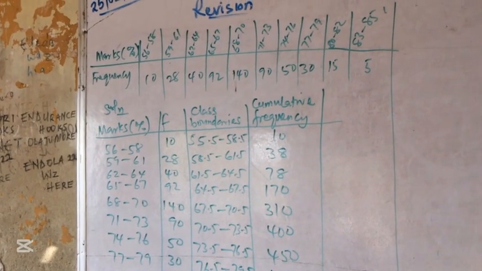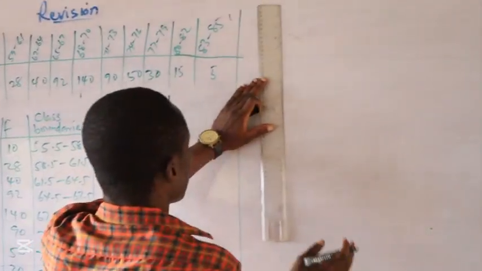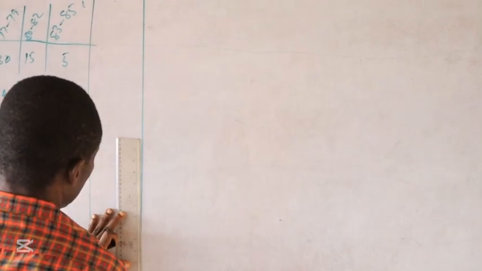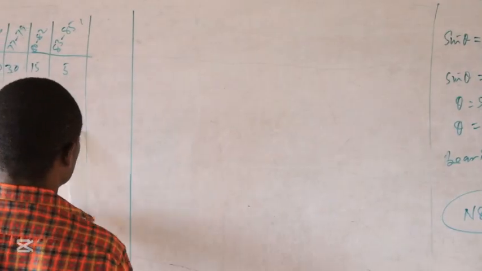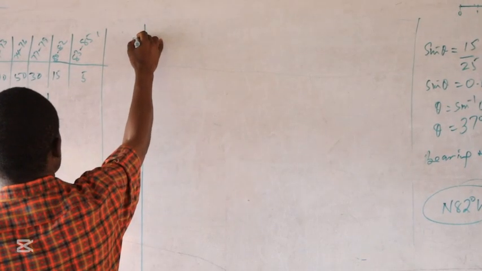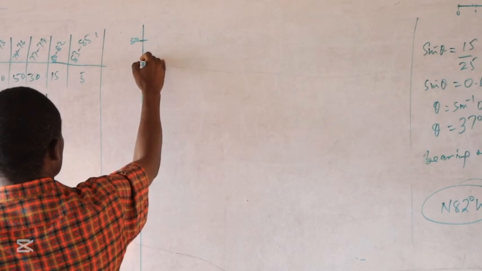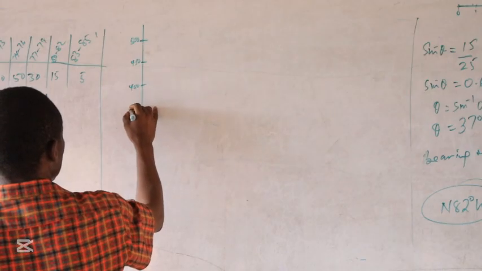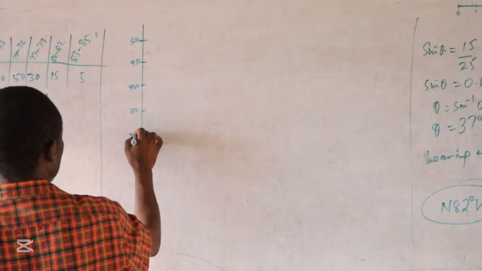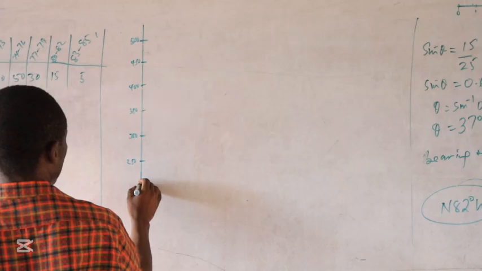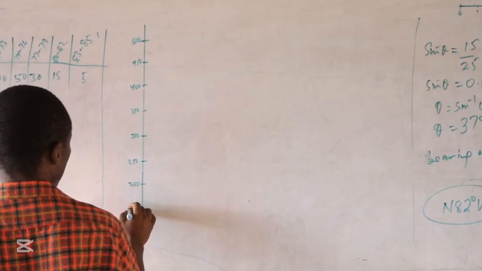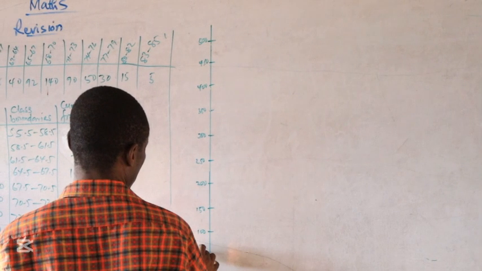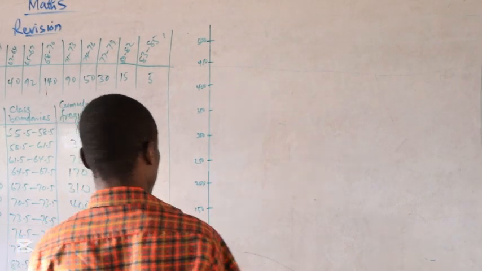So let me use 50-50. So if it is 50-50, that is 500, 450, 400, 350, 300, 250, 200, 150, 100, 50, and 0. Okay?